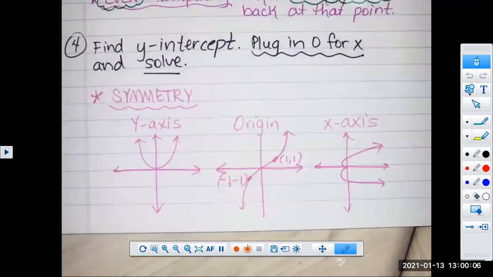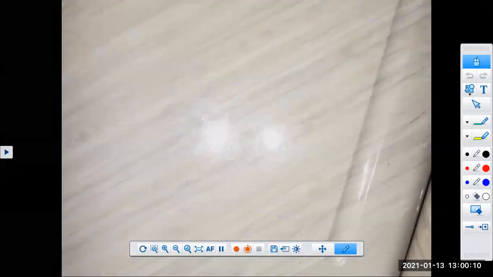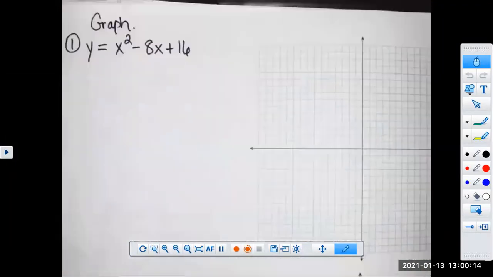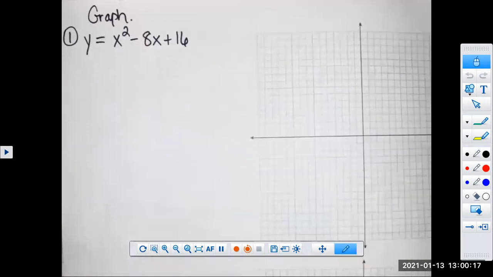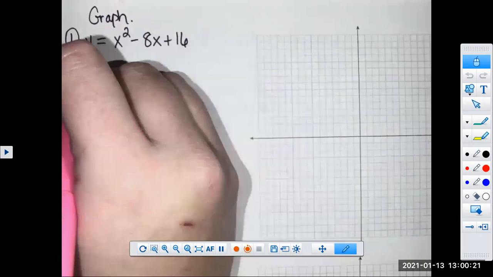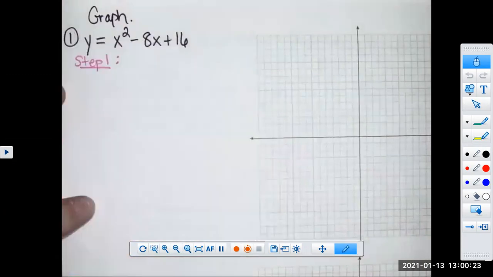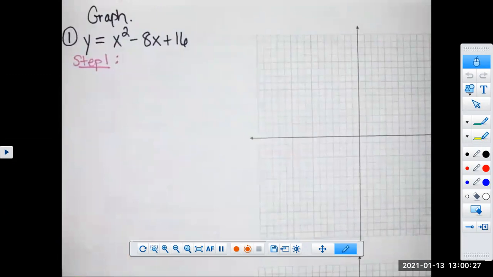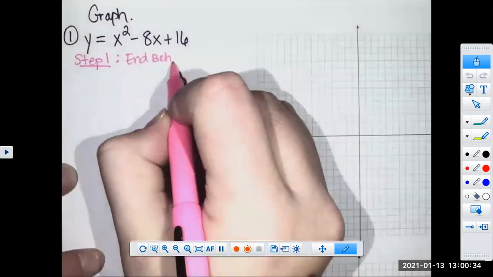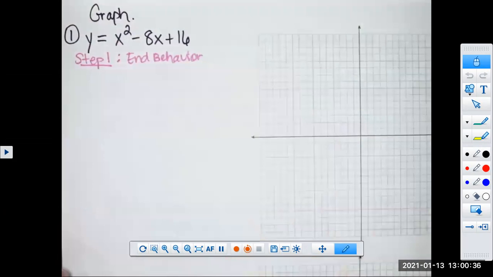Okay, we're gonna do the first example, go through it step by step, of course. We're going to graph y equals x squared minus 8x plus 16. Step 1 says to find end behavior. And we looked at that in detail in section 5.1.